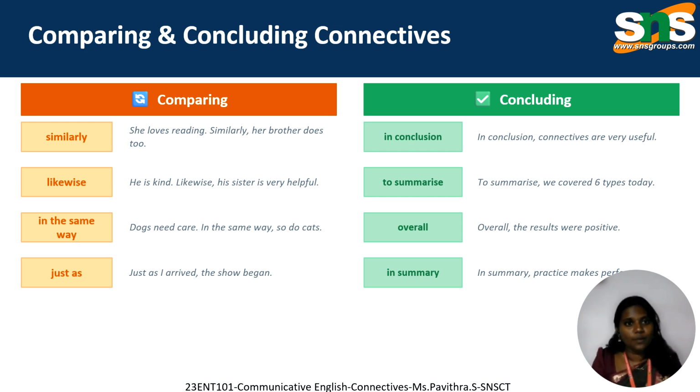In conclusion, connectives are very useful. To summarize, we covered 6 types today. Overall, the results were positive. In summary, practice makes perfect. The one golden rule: never start your conclusion paragraph without a concluding connective. It signals to your reader or your examiner that you are wrapping up confidently.